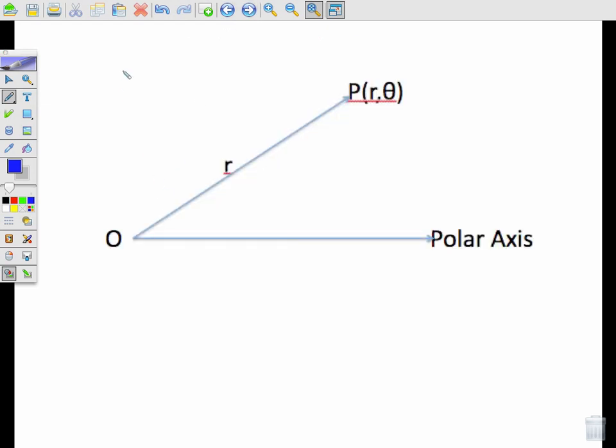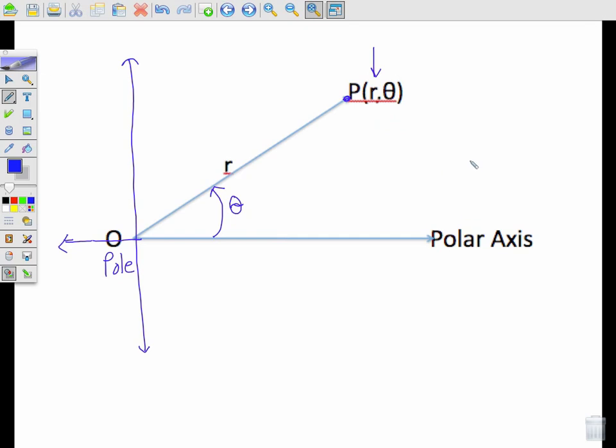So here is, let's say, my x and y axis, and O for the origin, or the pole, they call it the pole. And so r is the distance from the pole, and theta here is this angle. So then this point can be represented as a polar coordinate r theta.